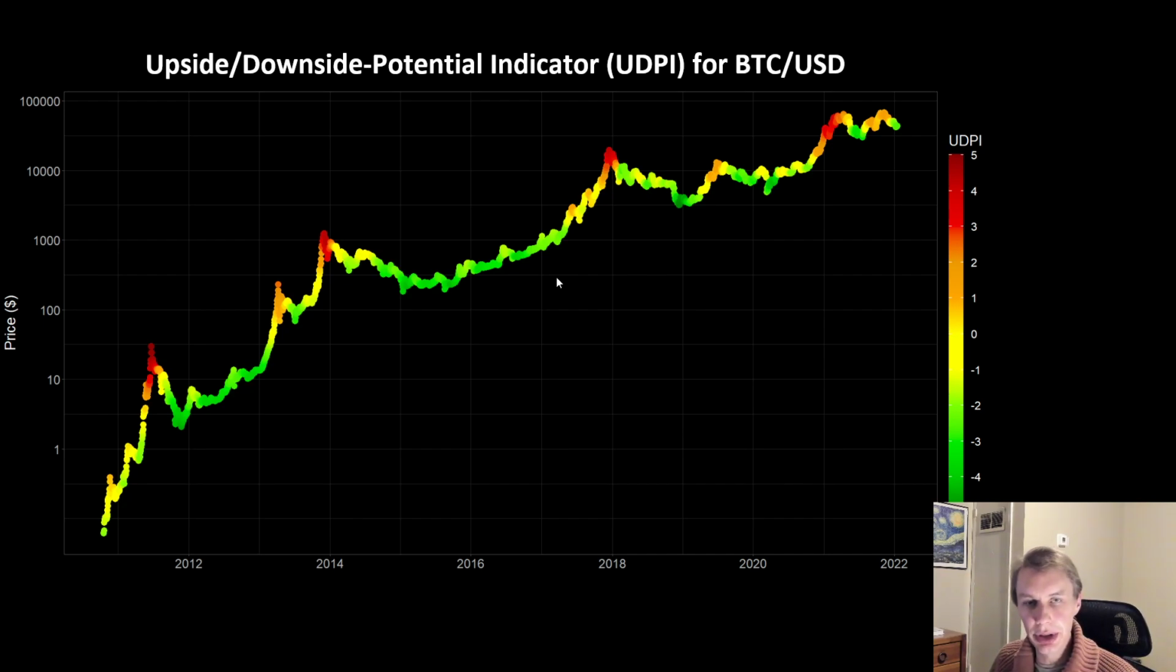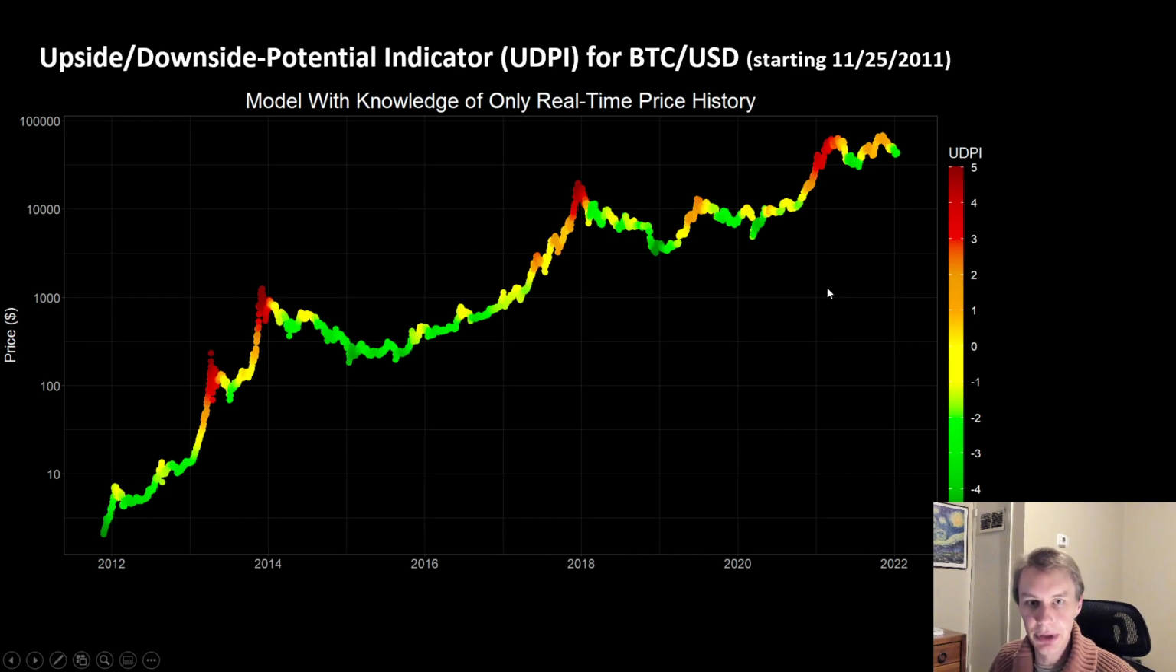But one thing that's important to show first off is that the UDPI is able to show this kind of output in real time. What I'm showing you here is a version of the model that has access to the entire history of Bitcoin. So as it's assessing risk, it already knows what's going to happen with Bitcoin. So one potential problem with that could be hindsight bias. If the indicator knows about Bitcoin's full price history, then is it just describing the past, or could it actually have done this in real time? Could it actually have identified the top when it happened? Could it actually identify these lows as they happened? So that's the first thing I want to show that the UDPI is capable of doing.